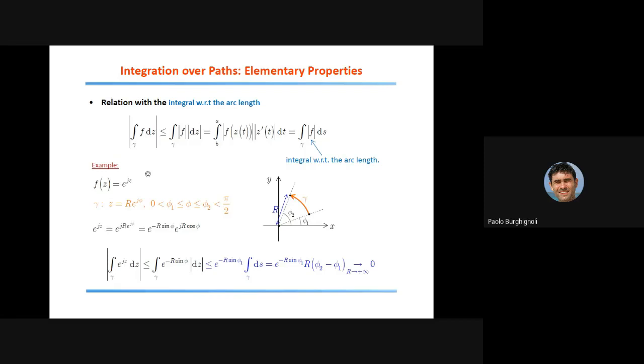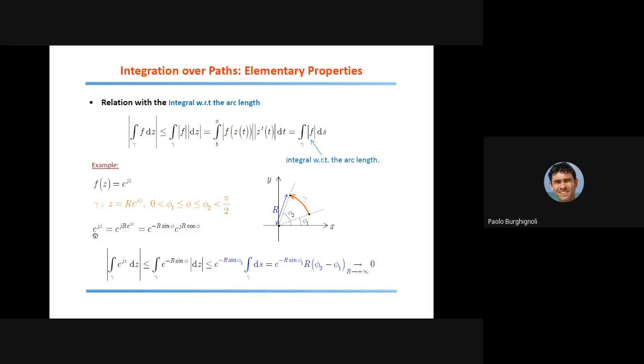And just to give you an elementary example, we take the exponential of jz as the integrand, and we parameterize our curve gamma, as you can see here in orange. So z is equal to r, a fixed number, times e to the j phi, where phi is an angle that goes from phi 1 to phi 2, and phi 1 and phi 2 belong to the interval between 0 and pi over 2. What you get is, of course, a parametric representation of an arc of a circle, as you can see in the picture. And so we go from phi 1 to phi 2 on this arc, in the anti-clockwise direction.